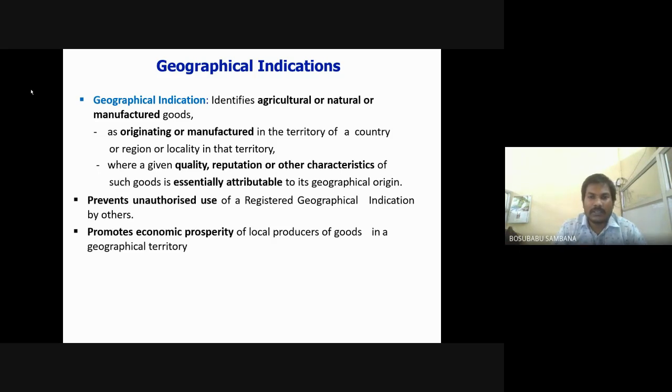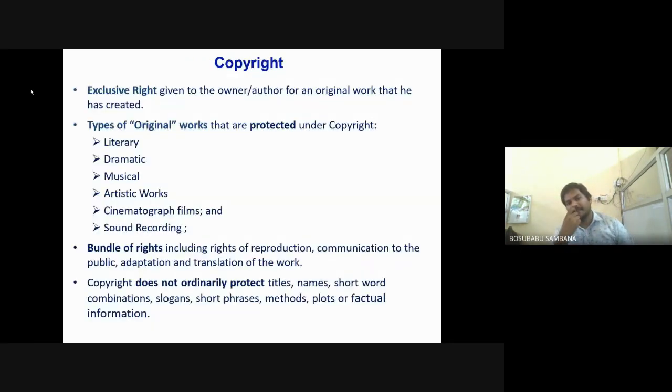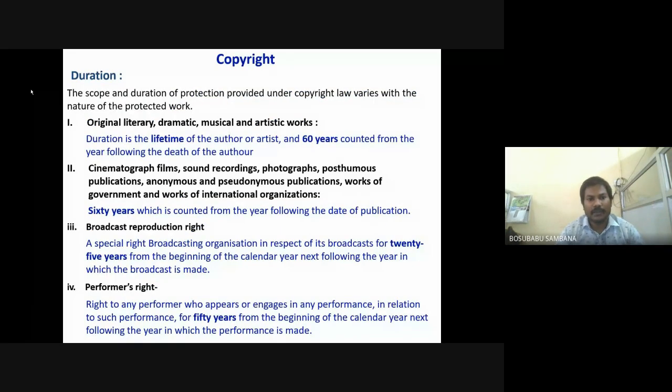And you know what copyright is? Generally, copyright is a right over any artwork. It is generally categorized into literary, dramatic, musical and artistic works, cinematographic films, and sound recordings. Copyright does not cover product titles and names; titles and names come under trademarks. Short words, combinations, slogans, short phrases, methods, plots or factual information are not covered under copyright policy, due to some internal IP acts and various factors.